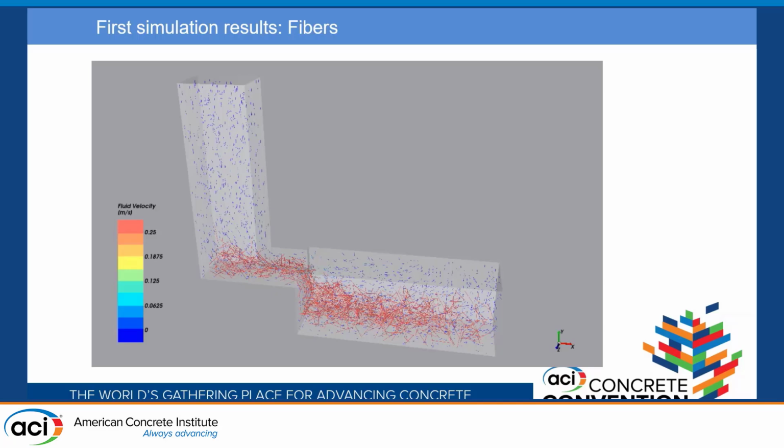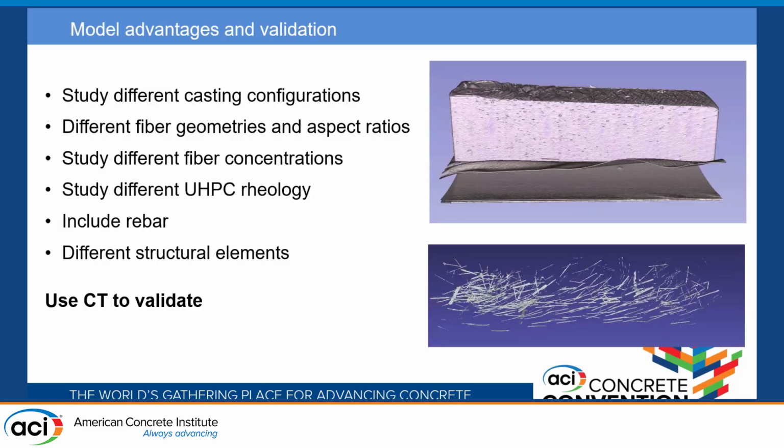What we have to do now, in order to have better results in the simulation, is refine the mesh and do a sensitivity analysis on the time steps for the fibers, which is different from the time step for the fluid. Then we'll be able to know the location of the fiber, the orientation of the fiber, and the dispersion at every time step. With that, we should be able to study different casting methods, different geometries, different rheologies, different concentrations, different geometries for fibers, different aspect ratios for fibers, and different structural elements.